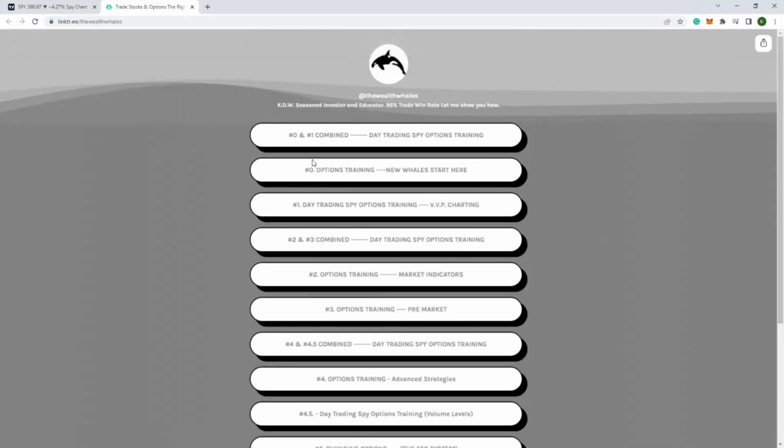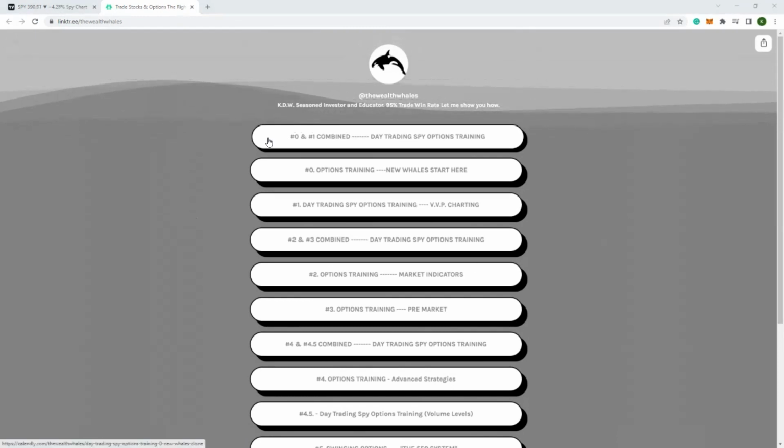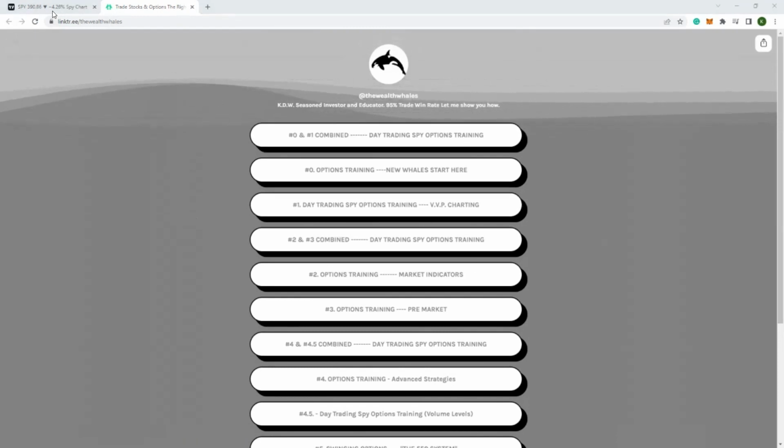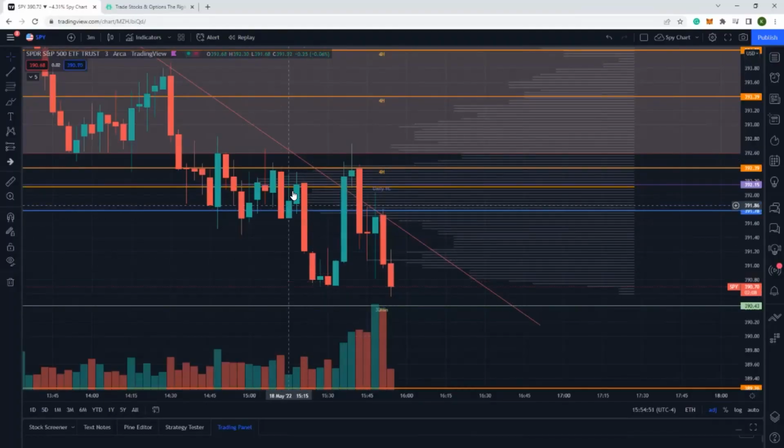You've got to start with 0 and 1, take all the trainings in order, and you'll be able to understand how to read. So what I'm talking about now is discussed in training 0 and 1, candlestick trading and how it pertains to the market, how to read these, how to make snap decisions based on them for max profit. All right.